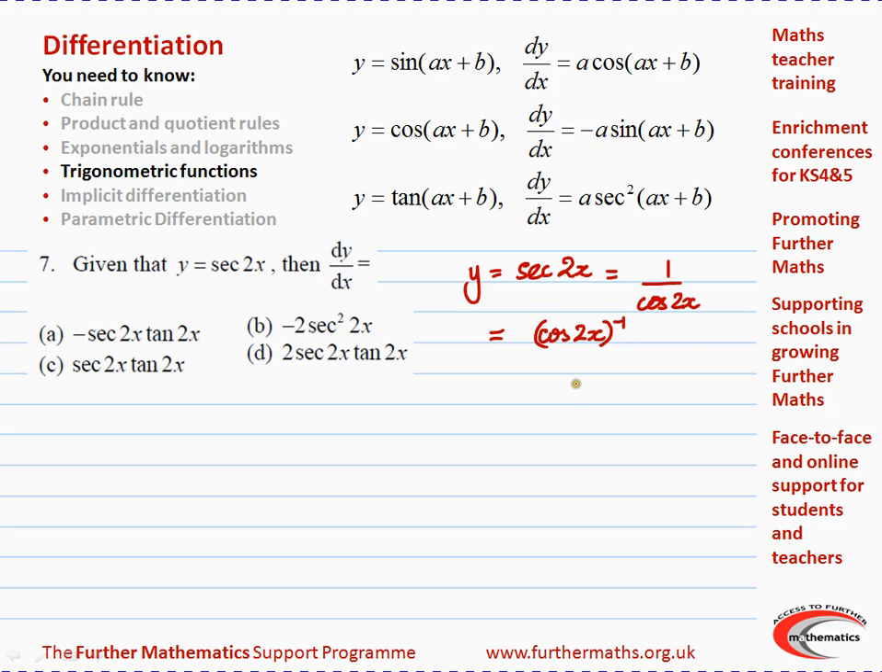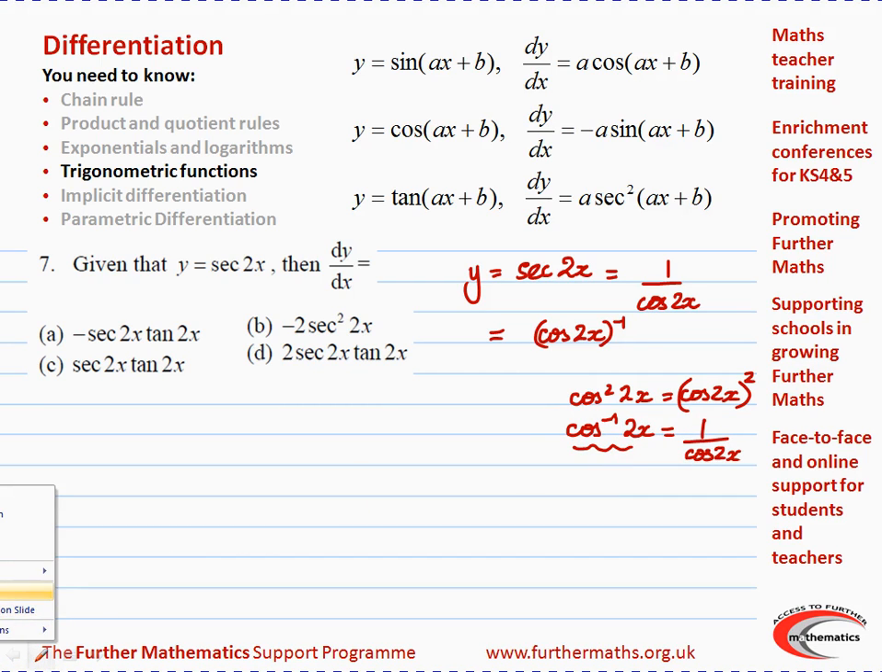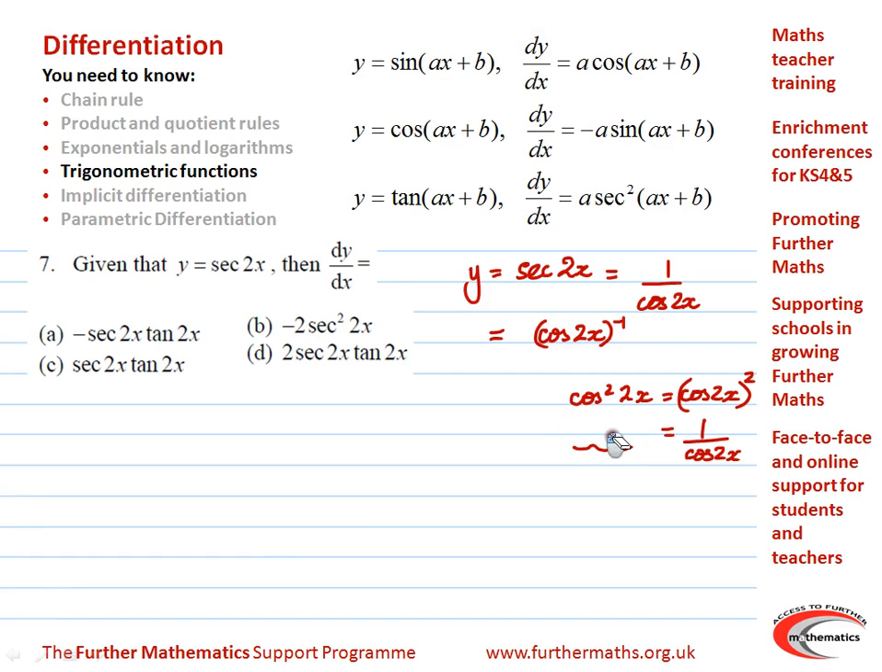Just be a little bit careful here. Cos squared 2x is the same as cos 2x all squared, but cos negative 1 of 2x has a different meaning to 1 over cos 2x. We do have to be a little bit cautious because there's this complication of meaning: that -1 technically means the inverse of the cosine. So we just need to be a little bit cautious with the notation that we use at this stage. I'm just going to leave the -1 outside the bracket anyway.